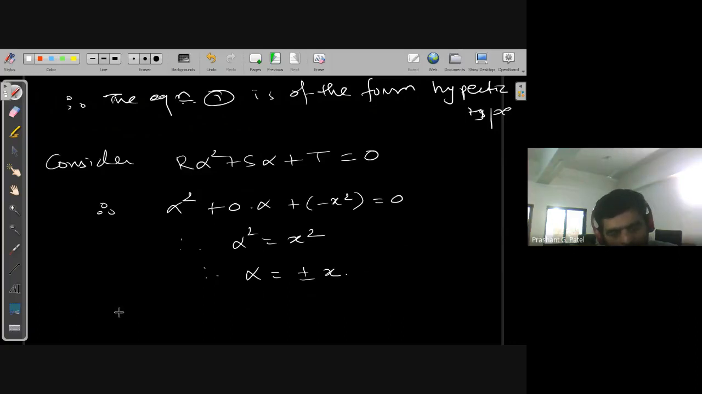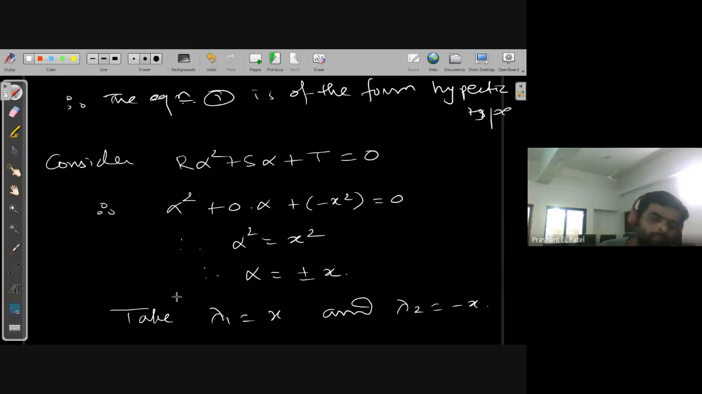So now take lambda 1 is equal to x and lambda 2 is equal to minus x. These are the two roots you will have of this quadratic polynomial. One of them is x, another one is minus x. Now, if you recall from the previous lecture, the next step is to find dy by dx is equal to lambda 1 and dy by dx is equal to lambda 2. So now we'll start with this.